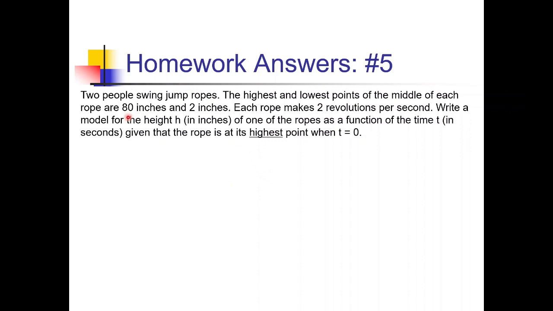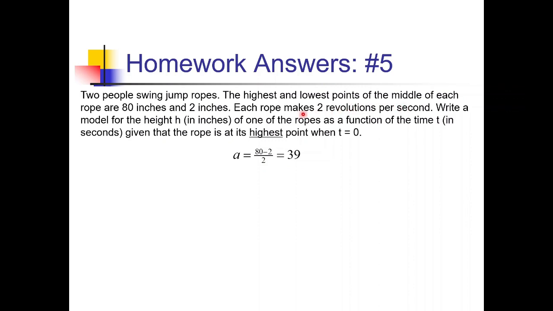So that's going to be 80 minus 2 to get the height, and then divide that by 2. 78 over 2 is 39. And then for the B value, before I can get that, I need the period. And they didn't give me the period. They didn't tell me how long it takes the jump rope to do a full cycle. They gave me the frequency instead. They said it was 2 revolutions per second.